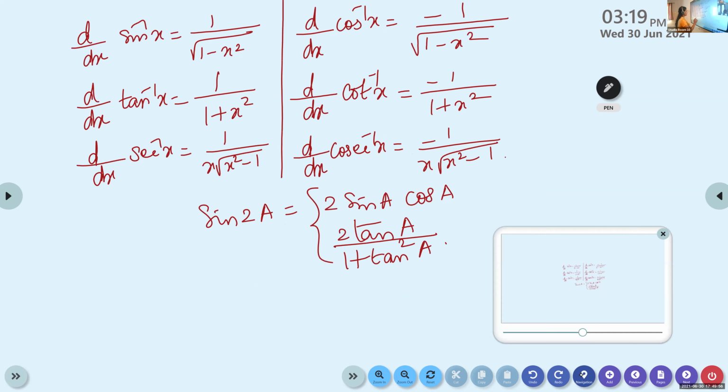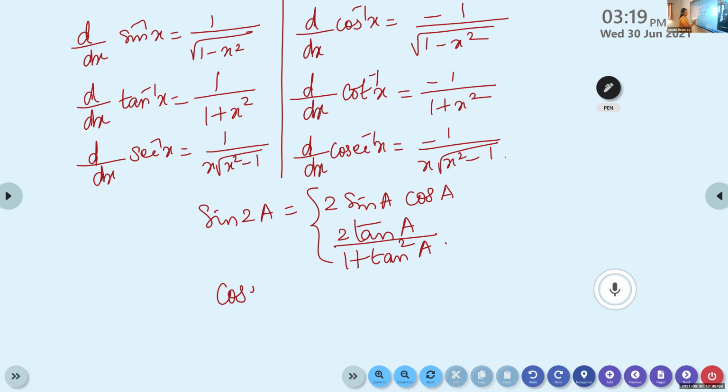Cos 2a, there are 3 formulas. Not 3, 4 are there. Which are the 4 formulas? Yes, tell me. Give the answer. 4 formulas are there. Yes, Achyut, give one formula.